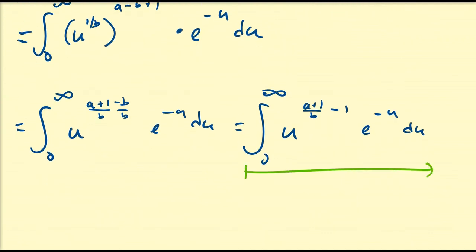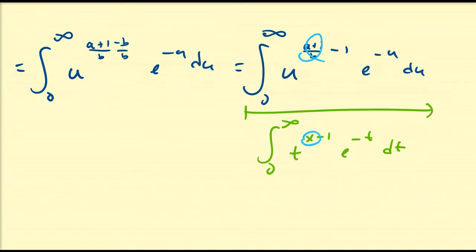So this should look familiar: the integral from 0 to infinity of t to the x minus 1 times e to the minus t dt. So I'm going to be focusing on x to be a plus 1 over b. So therefore our integral is going to be equal to what?